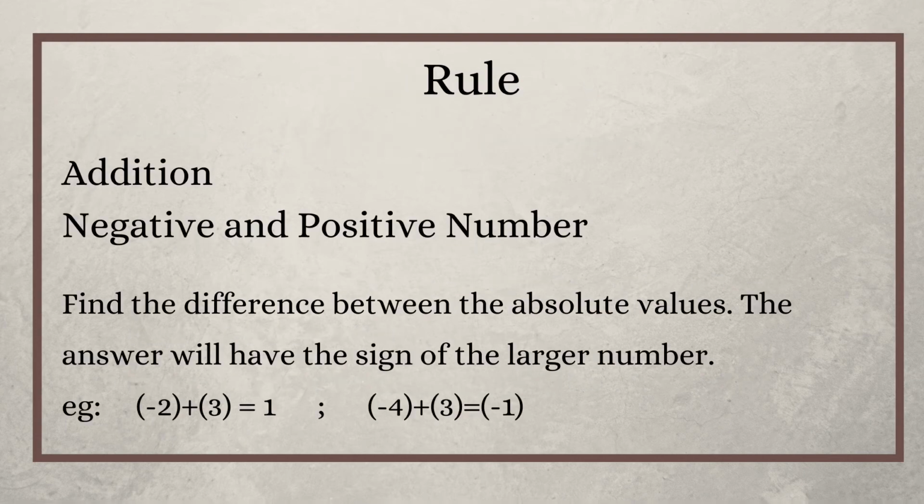Summarizing, to add a negative and a positive number, find the difference between its absolute values and the answer should have the sign of the larger number.